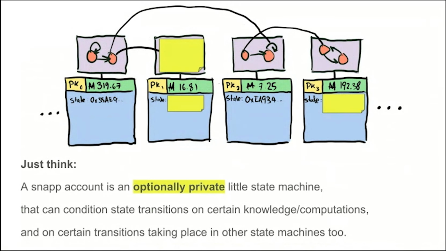And furthermore, these state machines are optionally private. So, for example, the state can be hidden, or like in this case over here, where the state is hidden but the logic is public, or the state can be hidden and also the logic can be hidden. So the only things that are public are which other state machines it is talking to, and the balance also.